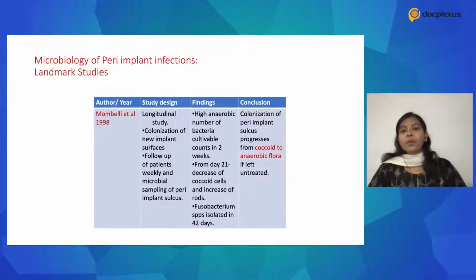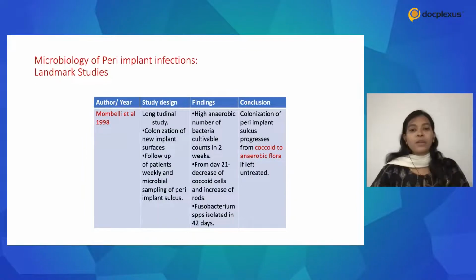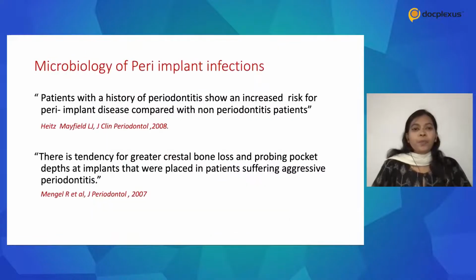So the most common colonization by microorganism, as stated by Mombelli et al., is by anaerobic flora. So these are the most common organisms. Mostly Fusobacterium species play an important role in causing peri-implant disease.